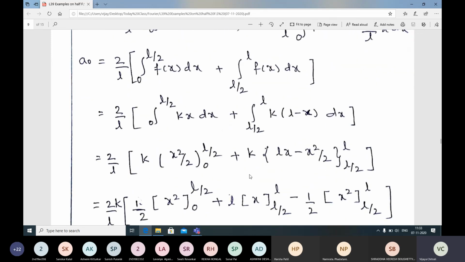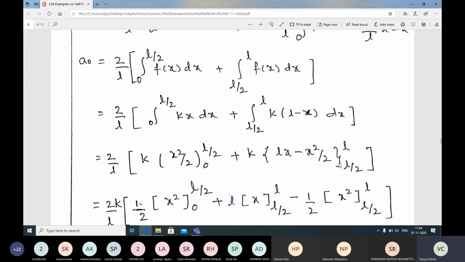Now integrate this with respect to x. 2 by L as it is, and k is constant, take it outside. Integration of x is x square by 2, limits vary from 0 to L by 2, plus k constant, take it outside. Integration of L with respect to x, L is a constant. Integration of constant is constant into x. Lx minus integration of x is x square by 2, limits vary from L by 2 to L.